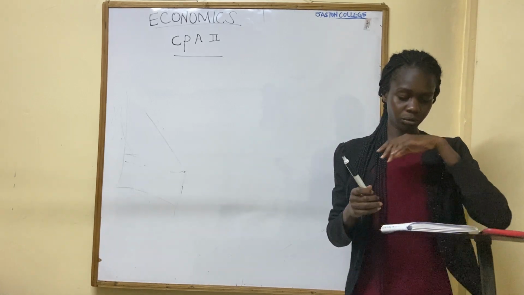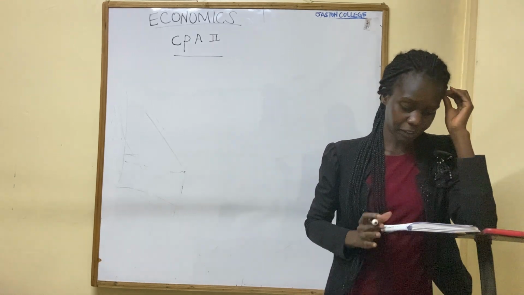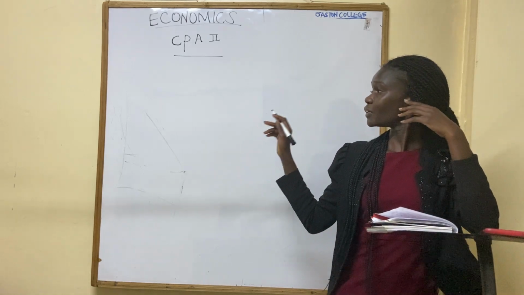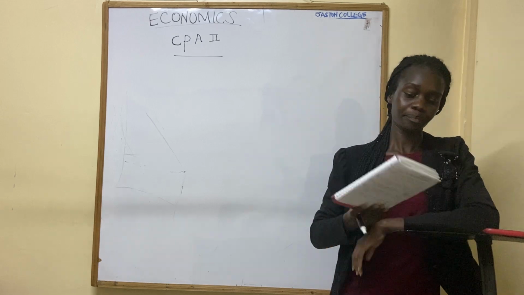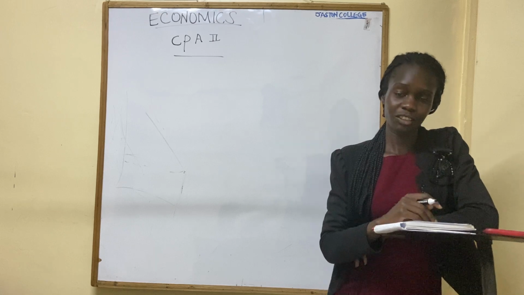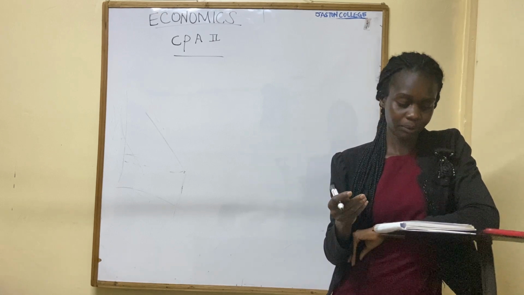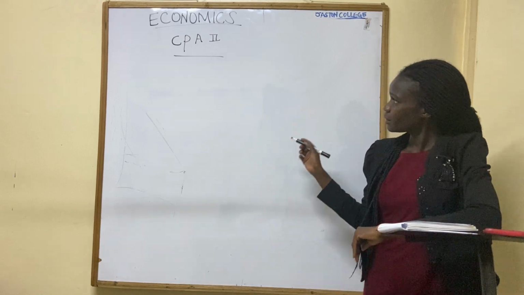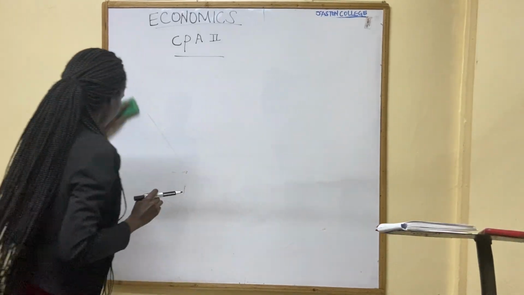We are done with price elasticity of demand. We are going to price elasticity of supply. Price elasticity of supply measures the degree of response of quantity supplied to a change in price. So the supply curve comes this way.